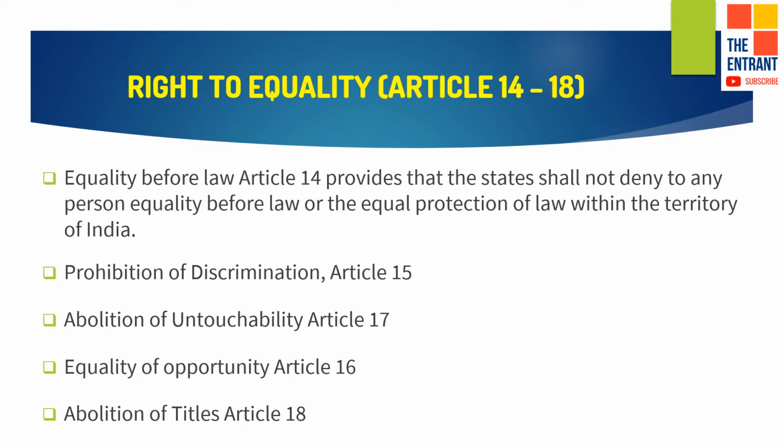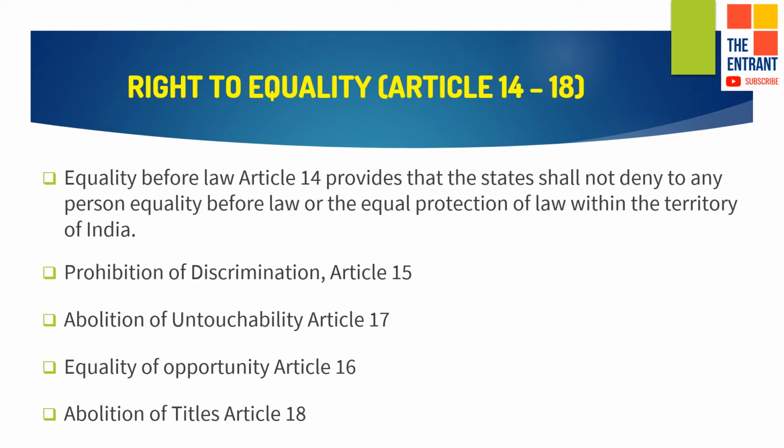Article number 15, prohibition of discrimination. Article number 16, equality of opportunity. Article number 17, abolition of untouchability. Article number 18, abolition of titles. The limitation of Article number 14 is certain special privileges are assigned for offices like president, governor, etc.